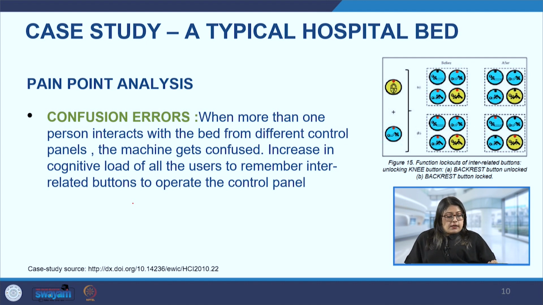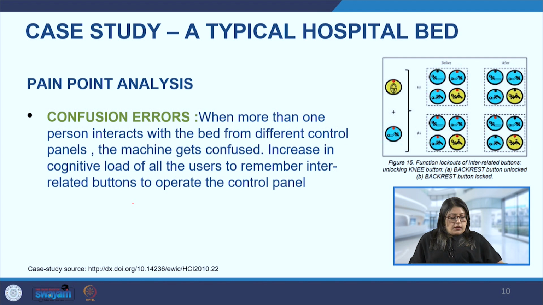Now we can see that in condition A, when we want to see the backrest button unlocked, and this yellow stands for unlocked, we can see how the rest of the three blue buttons behave. In the before situation, condition A, where the backrest button is unlocked, the yellow button is highlighted. At the same time, two of the blue buttons are also highlighted with a red dot, and only one is not highlighted. And when we see the after, all the four buttons are not highlighted with the red color. That means that none of them are functional at the moment.